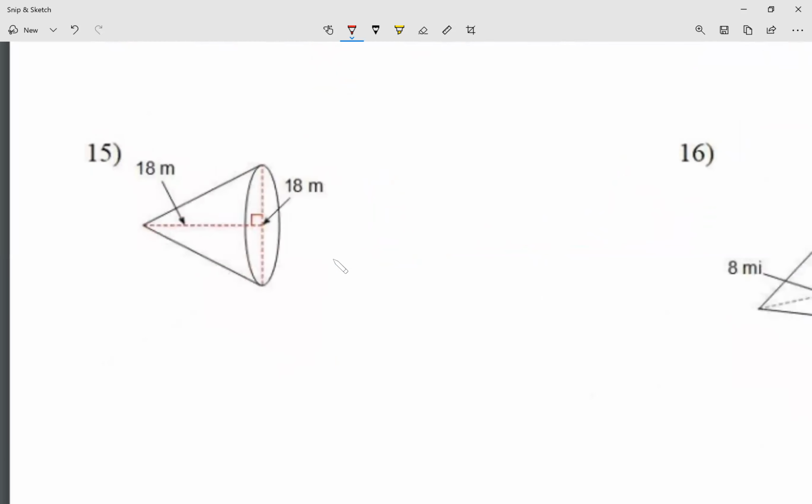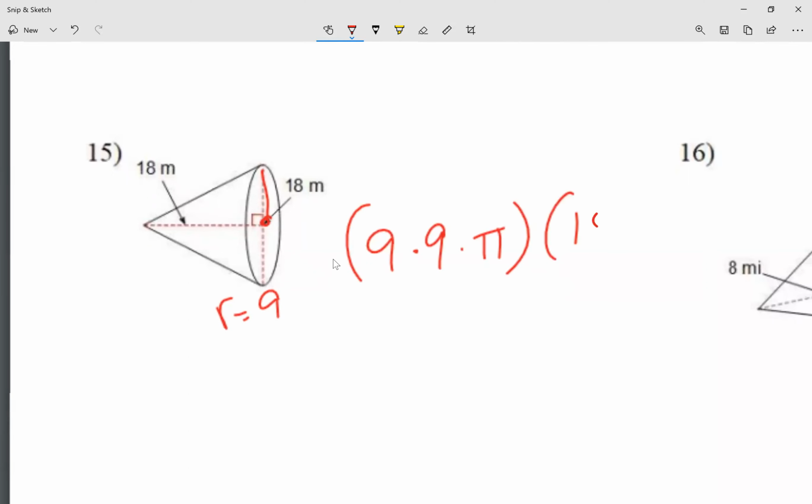This is a cone. Now the radius, I need the radius for a cone. The radius in this case happens to be 9 because I just need half of the diameter. The whole diameter is 18. I just need 9. So I'm just going to go 9 times 9 times pi. Some of you might ask, can I just call it 81 times pi? Yeah, you know what 9 times 9 is. So that's the area of the base, right? That's the circle. The height we can tell is 18.